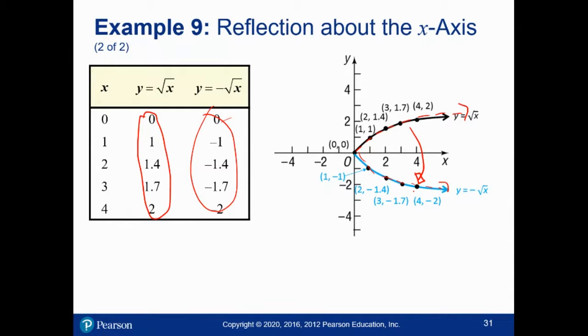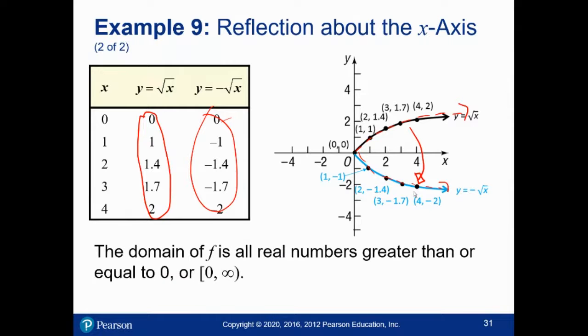So all I have to do is take all my positives and make them negative. If I had negative outputs, I would multiply them by -1 and they would become positive. This particular example does not have any negative outputs, but if they were there, they would become positive. So the domain is still 0 to infinity. Nothing changed that way, but the range definitely changed.